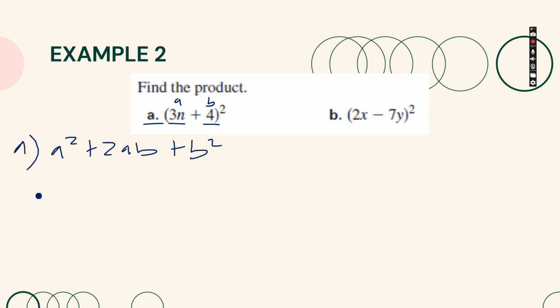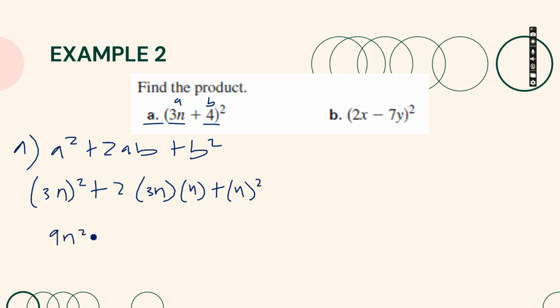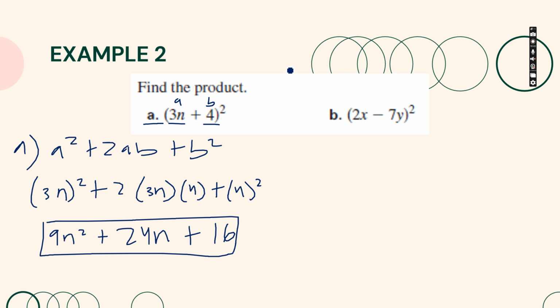So how does it look? It will look something like 3n squared plus 2 times 3n times 4 plus 4 squared. And then we can solve. 3n squared gives you 9n squared. 2 times 4 is 8. 8 times 3 is 24. 8, 16, 24. Yep, 24n. And 4 squared is going to be 16. There you go. Final answer.